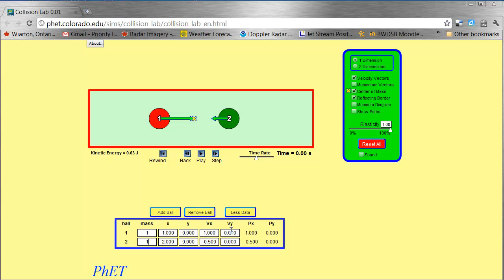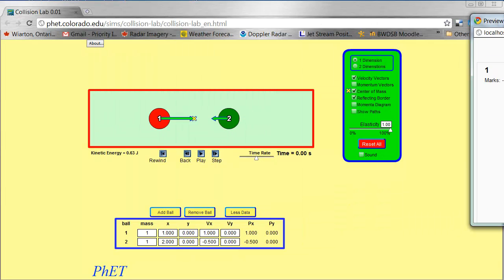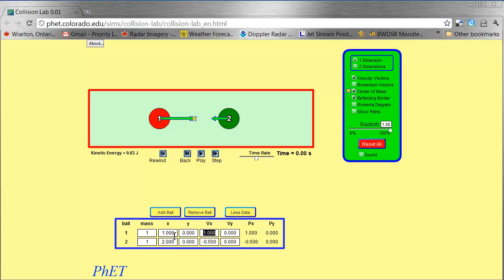Now, because it's one-dimensional, the y velocities are already set to 0. We don't worry about them. However, our x velocities are prescribed in this table, and they are 0.5 and -1. So here we go. I'm going to fill this in. This is 0.5, and this one is -1.